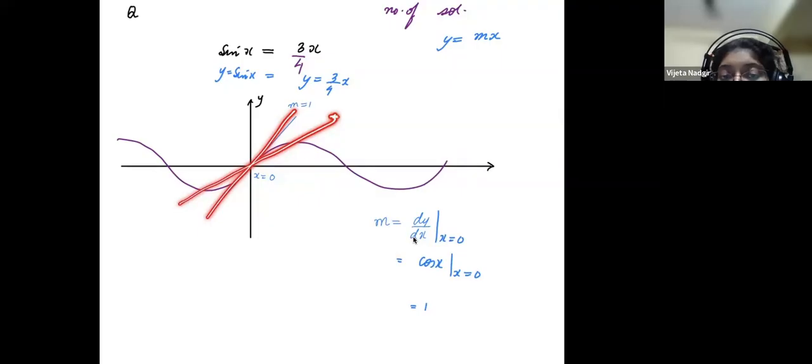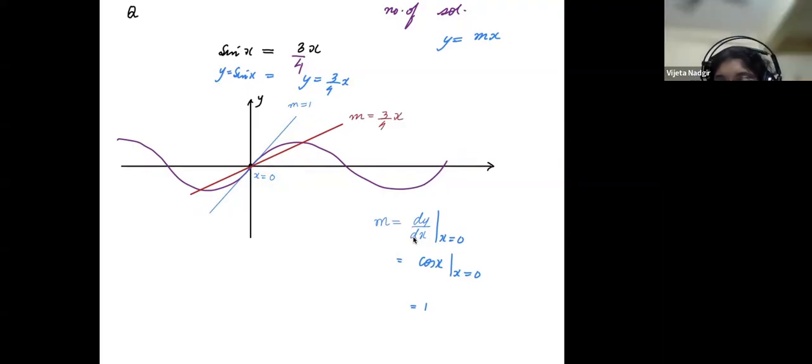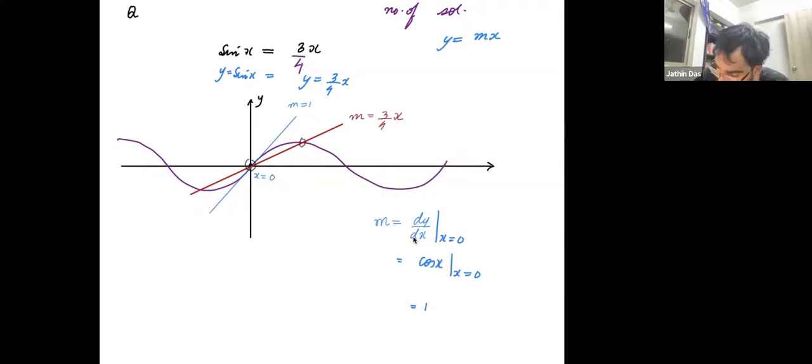Less steep means it has to come down, right? The curve should come down, so this line should come down. So can I say the slope of this line is 1? Can I confidently say it is 3 by 4x? Okay, so how many solutions? 1, 2, 3. So 3 solutions are there.